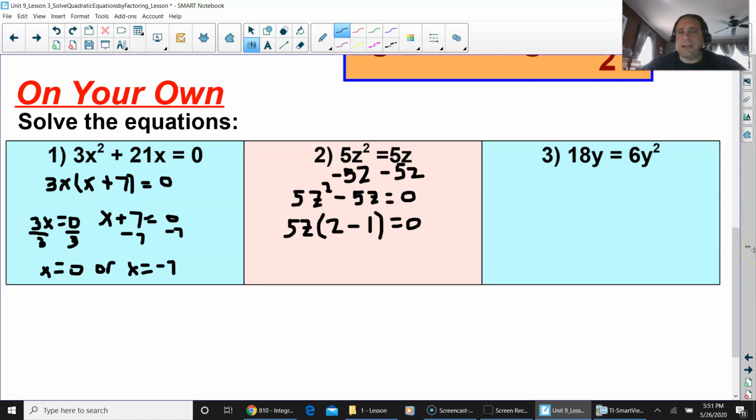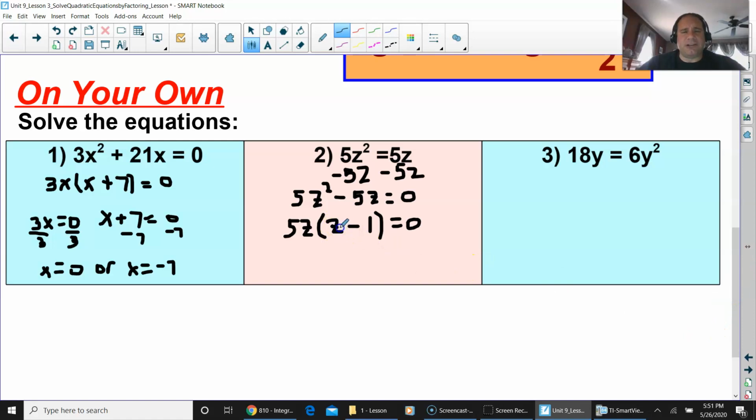Okay, so we subtracted the 5z on both sides. We had 5z squared minus 5z equals 0. All right, so that's standard form. Then you break it up. You factor it out. You factor 5z out because that is the greatest common factor of 5z squared and 5z.